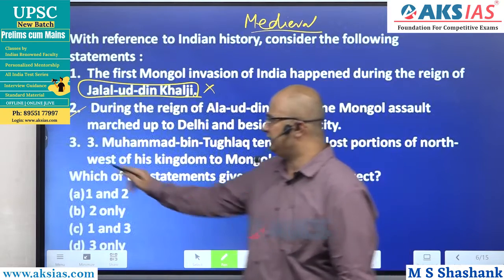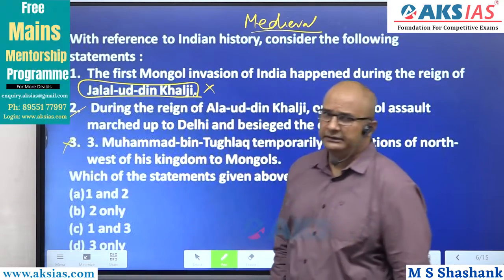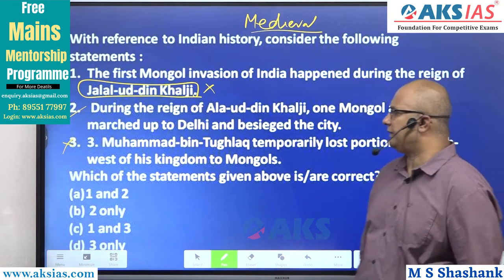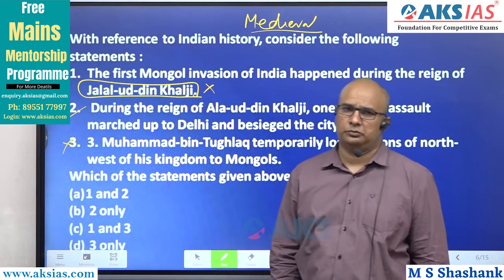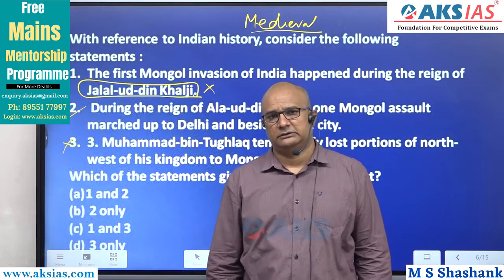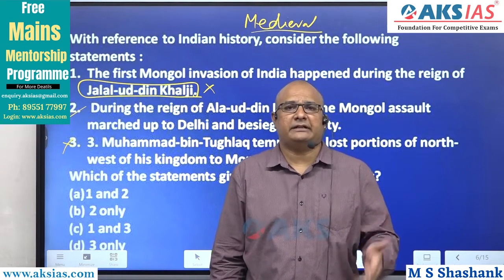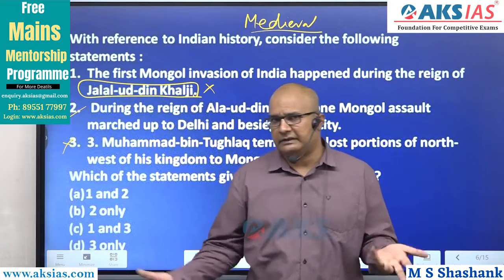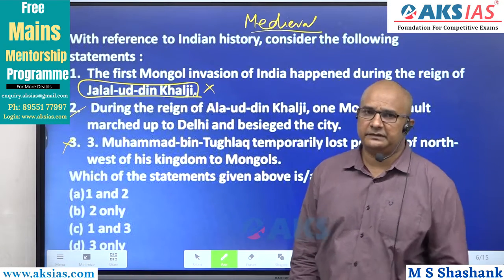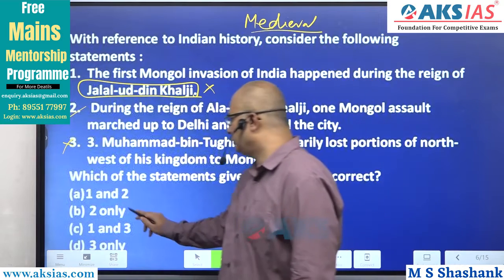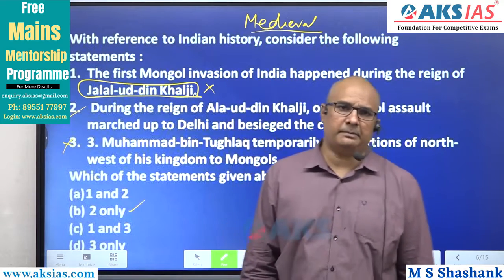The statement 3 again is wrong. Why? Saying Muhammad bin Tughlaq temporarily lost portions of northwest of his kingdoms to Mongols. No. Why? Because by the time of Muhammad bin Tughlaq, the Mongols had already become quite weak. So that statement is going wrong. So the answer will be 2 only, B, Bombay.